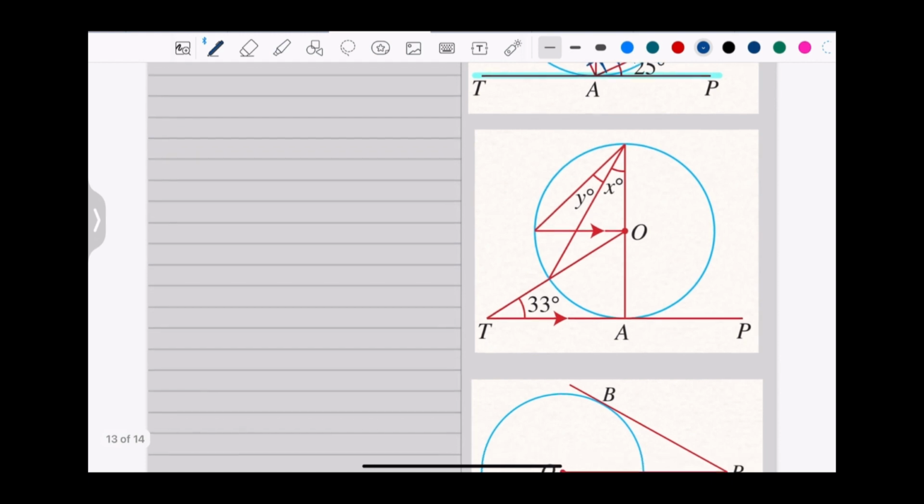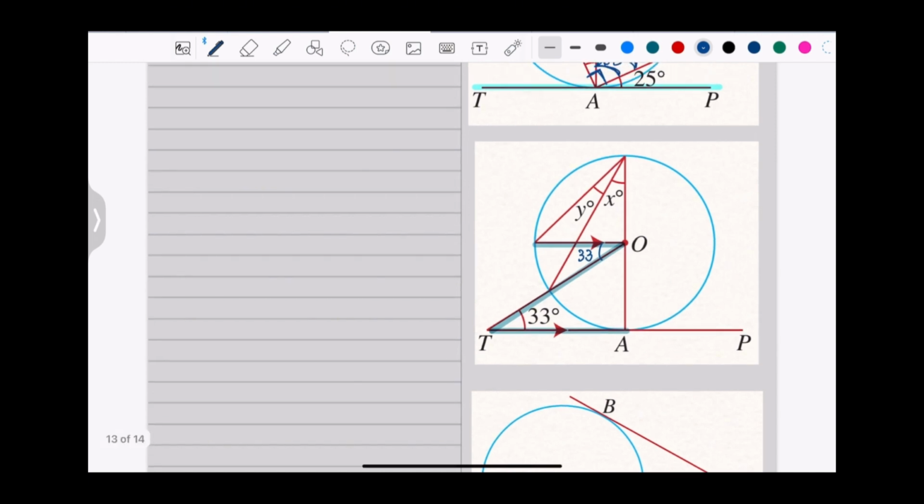Now looking at another question here. Now the tangent line is TP. The first thing is I can see that these two lines clearly indicate that the question wants you to look for alternate or any other angles that involve parallel lines. So using this Z, I can see that it's an alternate angle. So this is going to be 33. Now, I can say angle O is going to be 33 because it's an alternate angle.